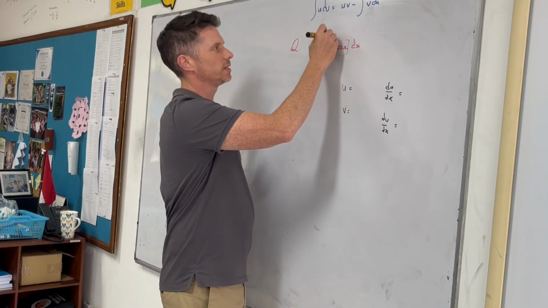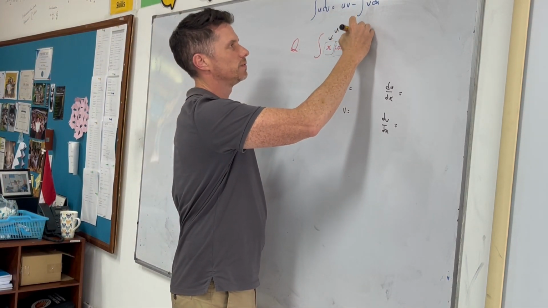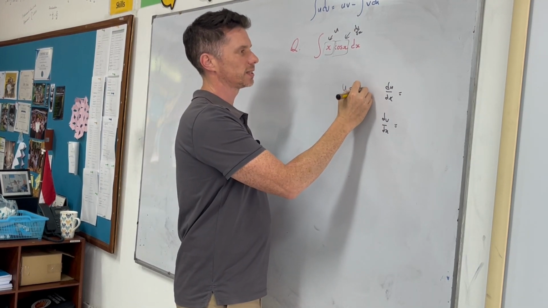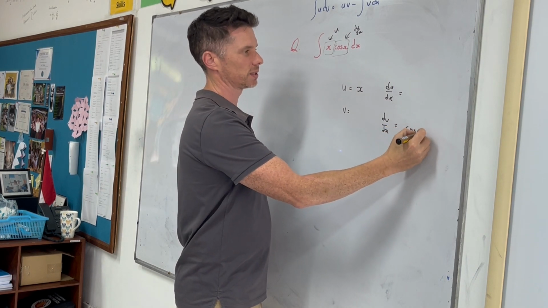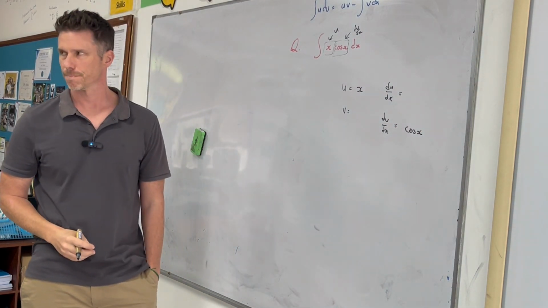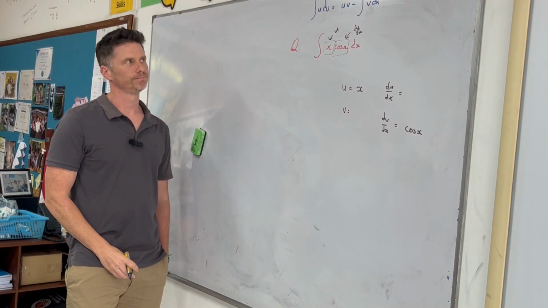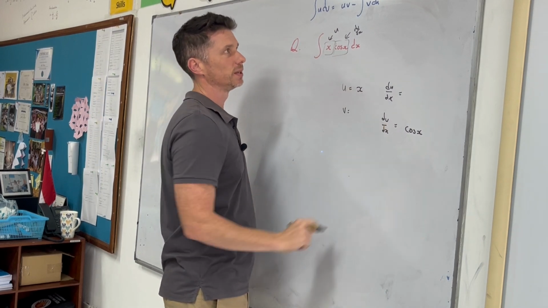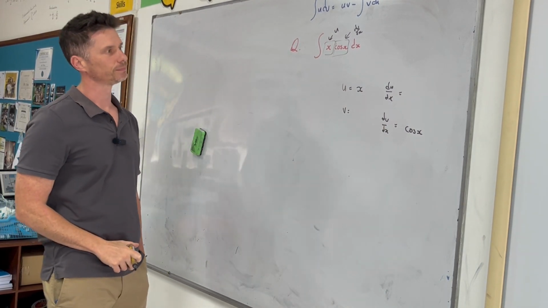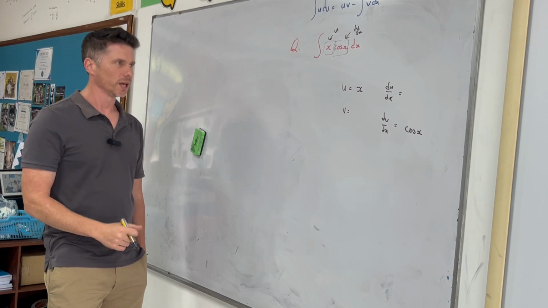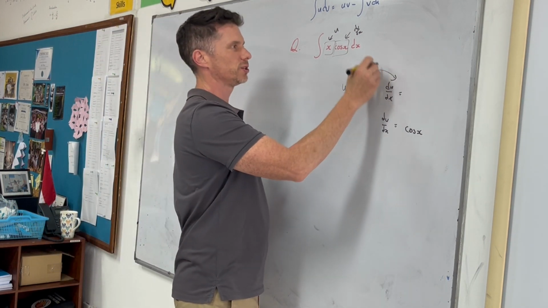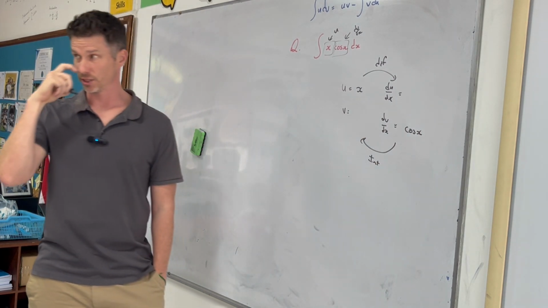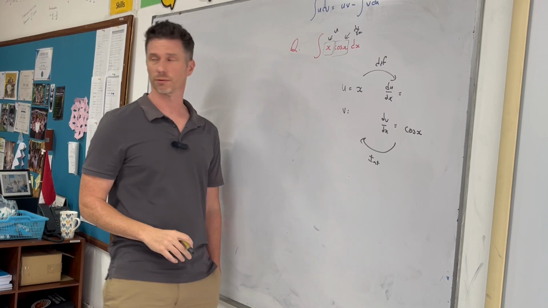I'm going to choose this to be u and this to be dv dx. So u is x, and dv dx is cosine x. If you don't like dv dx, because this just has dv, you just think about the integral of cos x, which is sin x. And then you've got to do one differentiation and one integration before you integrate by parts.